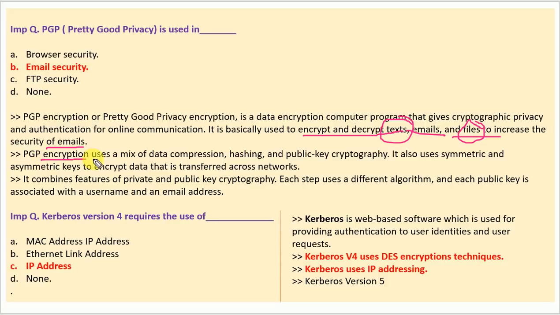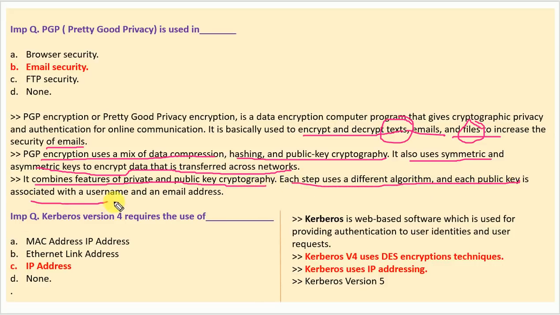PGP encryption uses a mix of data compression, hashing, and public key cryptography. It also uses symmetric and asymmetric keys to encrypt data that is transferred across the network. Okay, and the last point is very important. It combines features of private and public key cryptography. Each step uses a different algorithm, and each public key is associated with a username and email address.